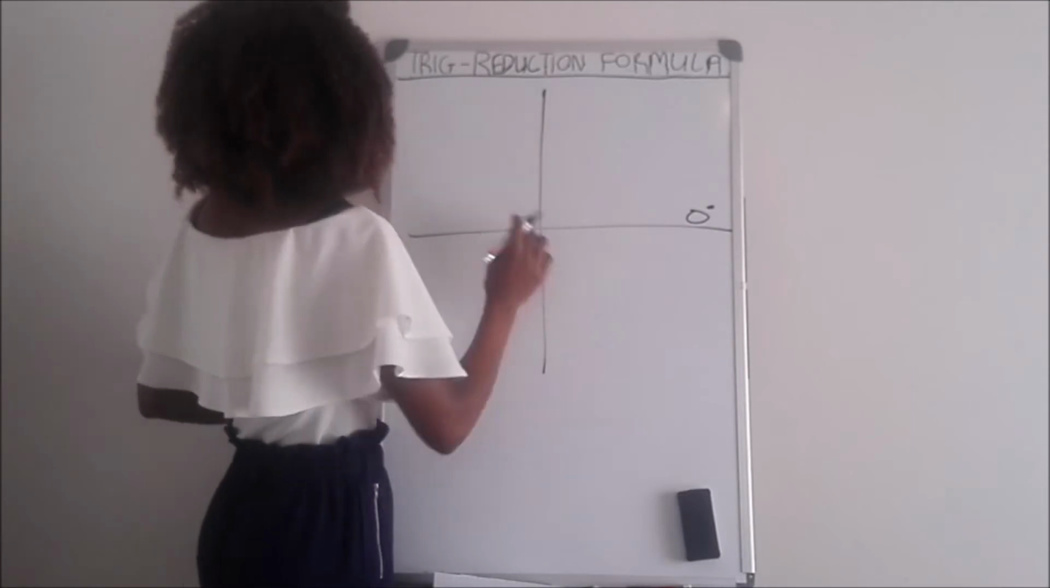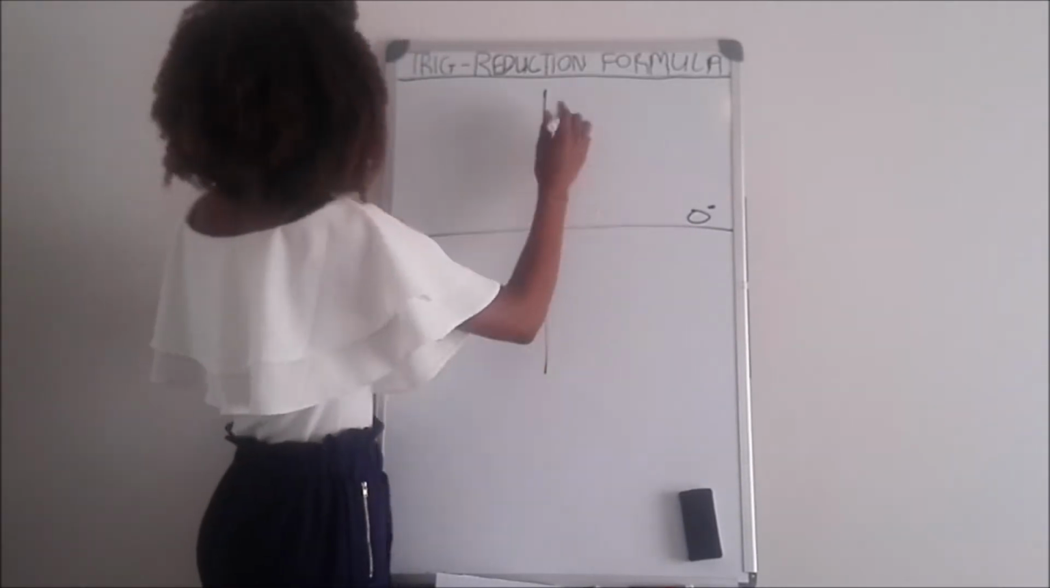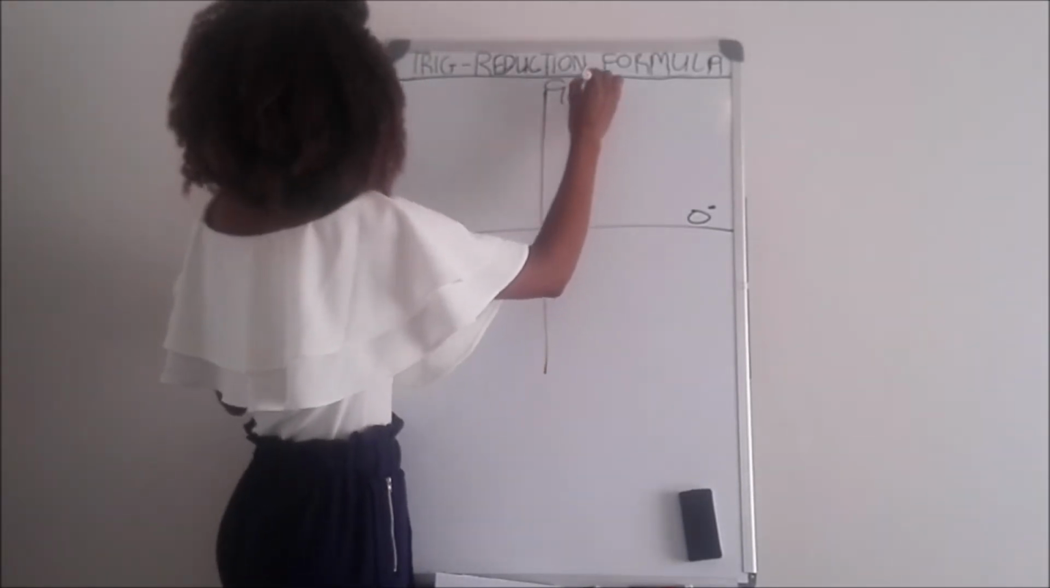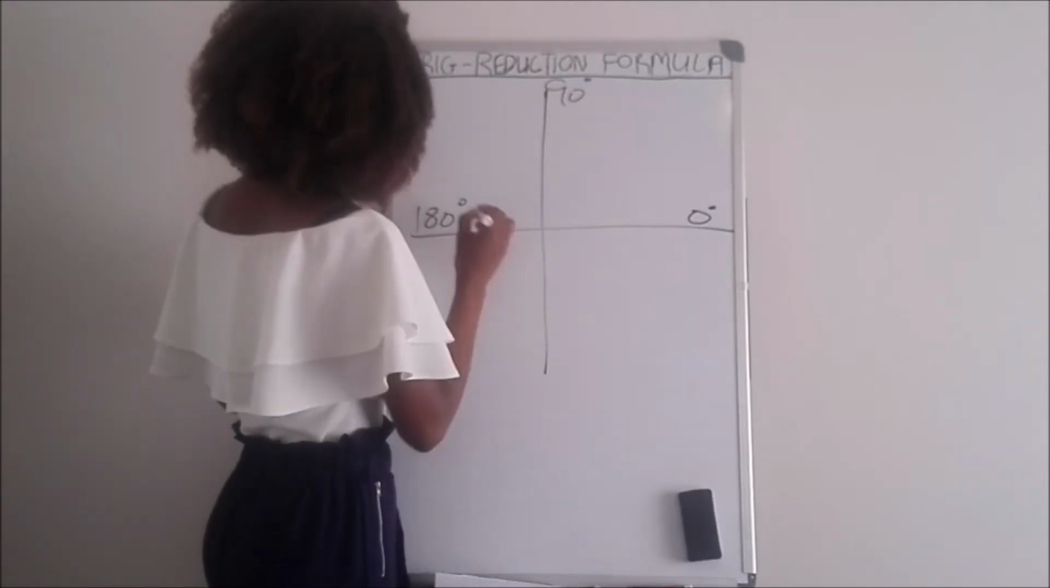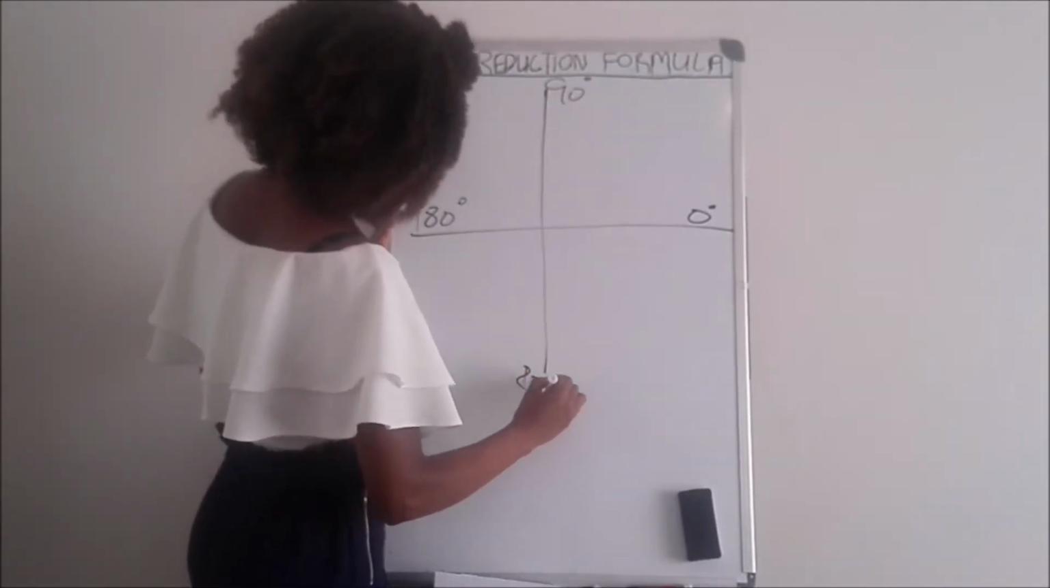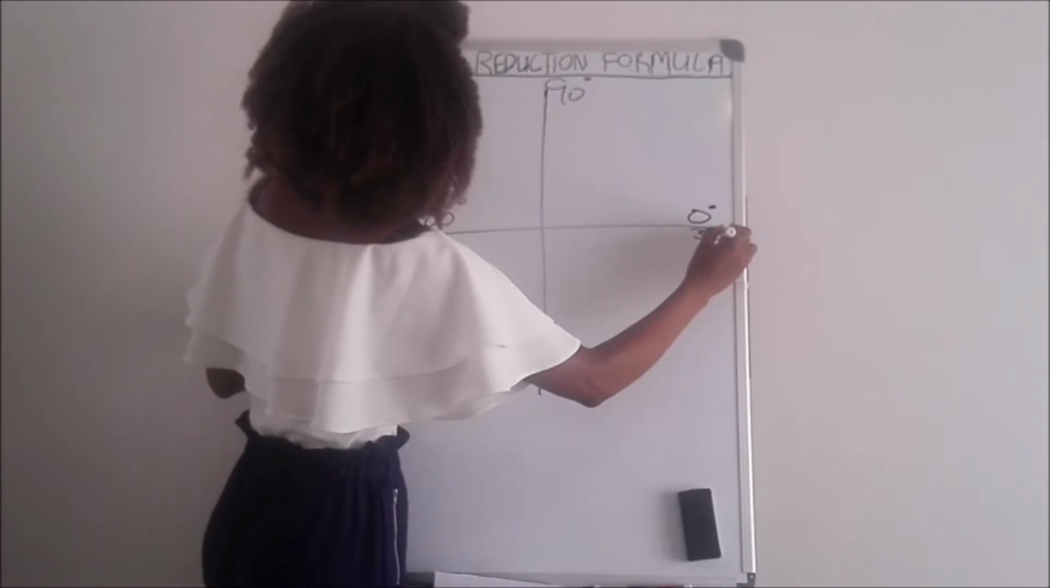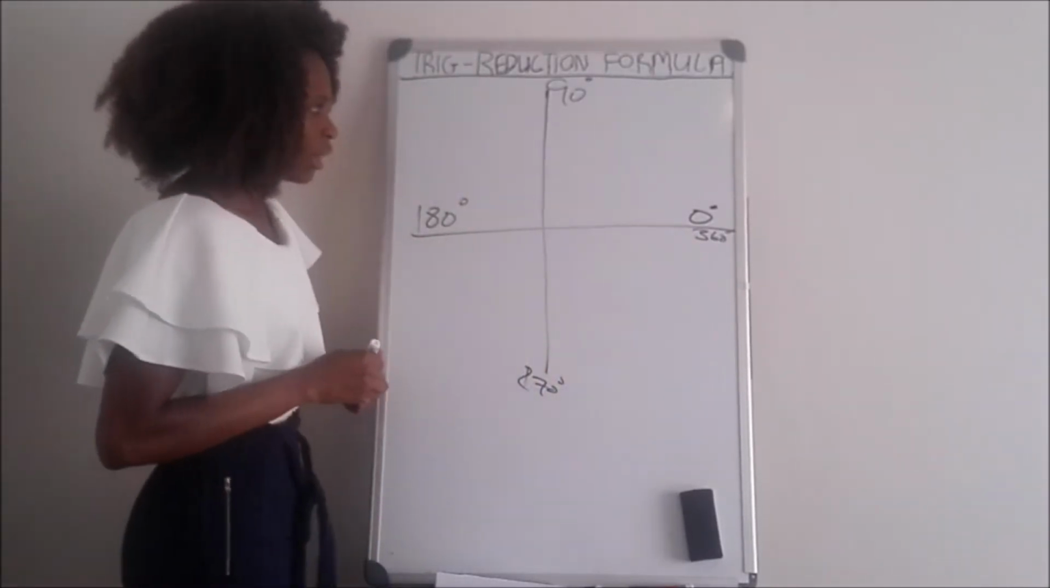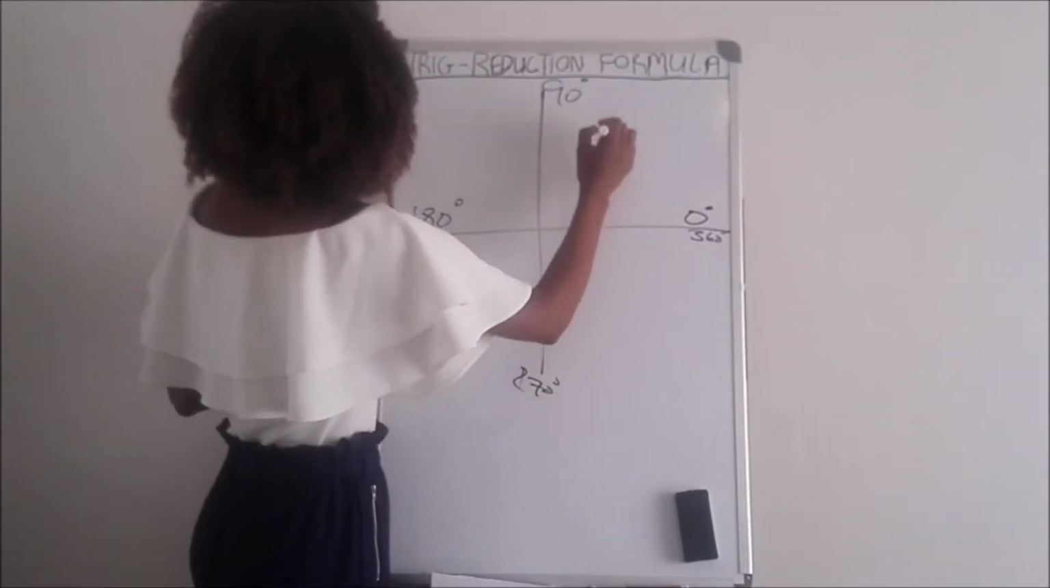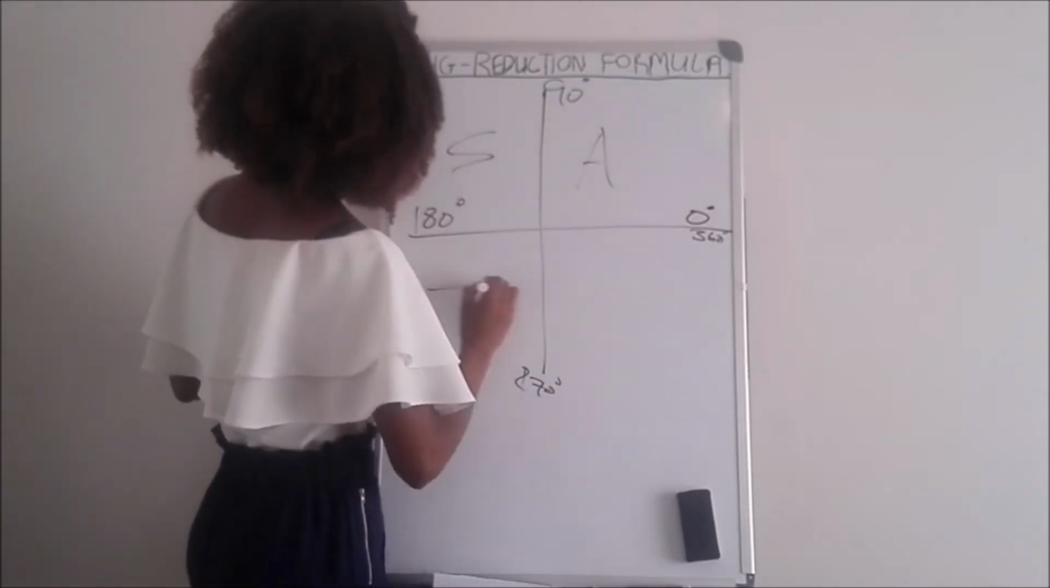So with reduction formulas, as I've already mentioned from our last session, the most important thing that you must know is this Cartesian plane, of which from this side, from this axis is 0 degrees, this is 90, this is 180 degrees, and this is 270 degrees, and again this is 360. It completes the circle.